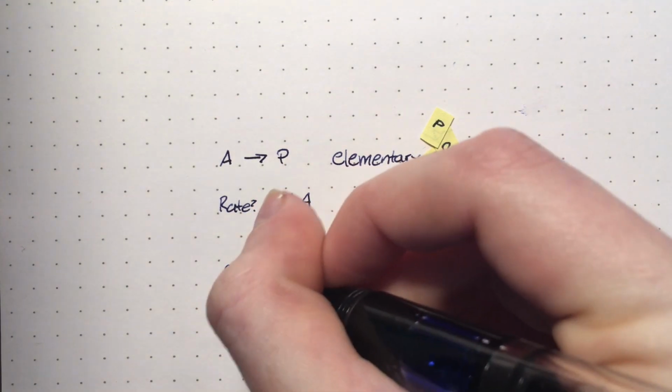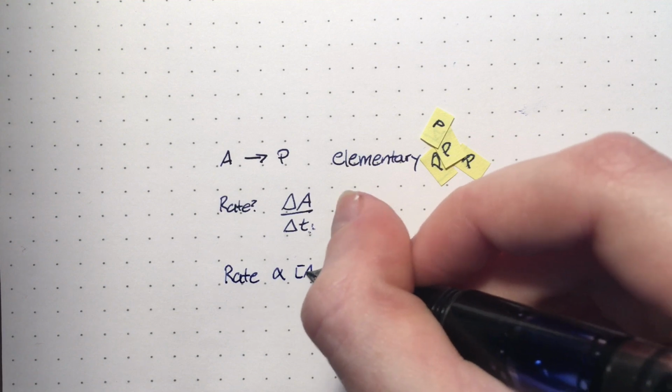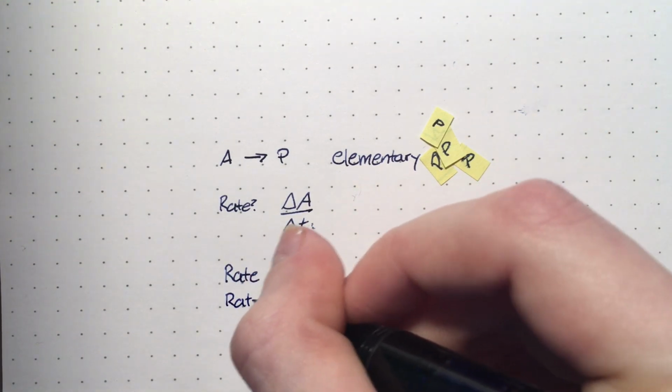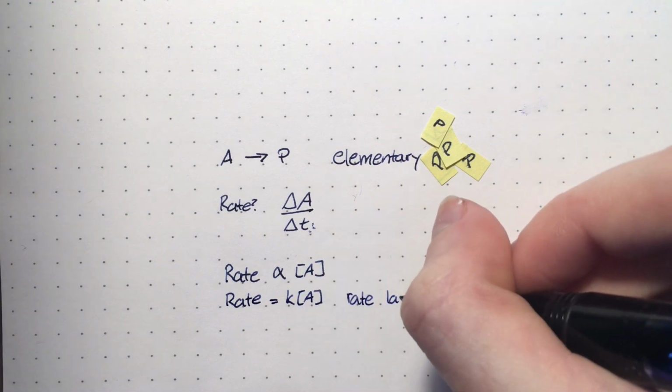We represent this mathematically by saying that rate is proportional to the concentration of A. That is, to make the rate equal to A in some way, we would need a constant. And here we arrive at our rate law.